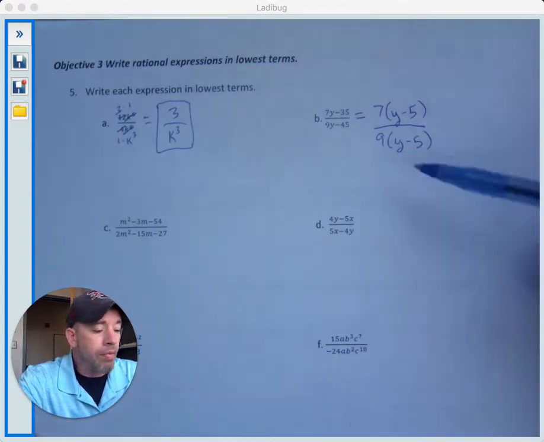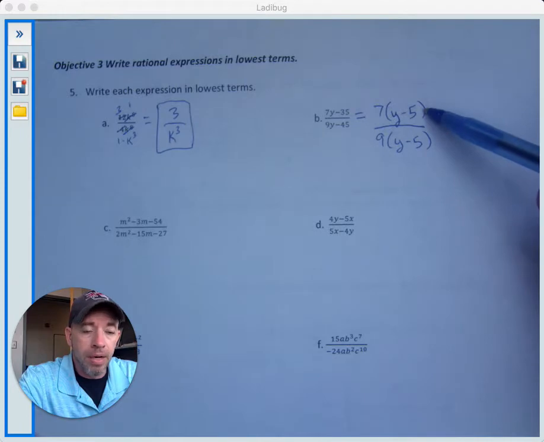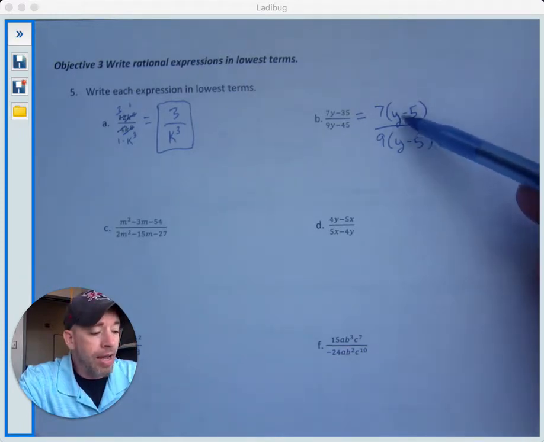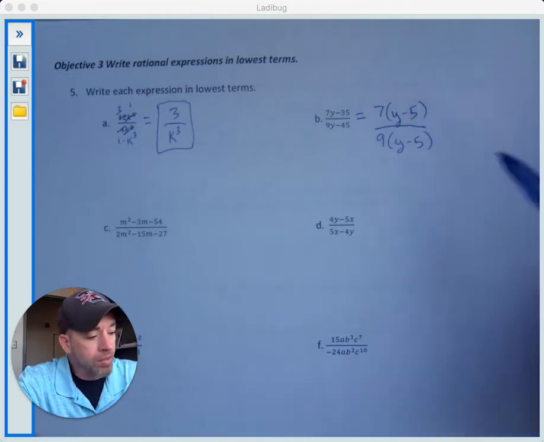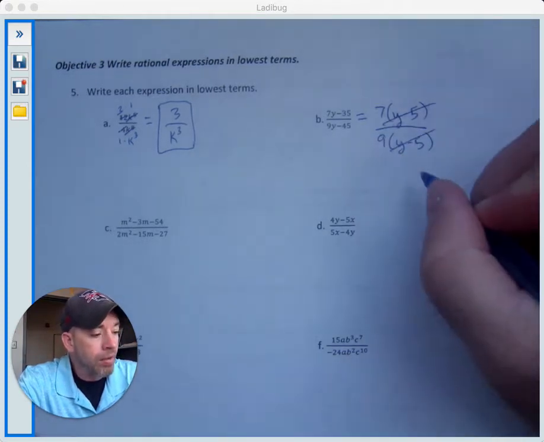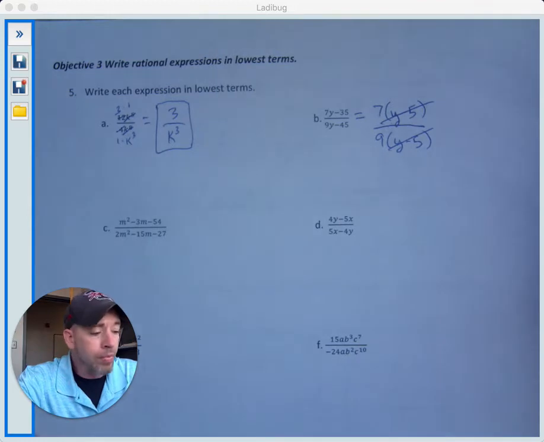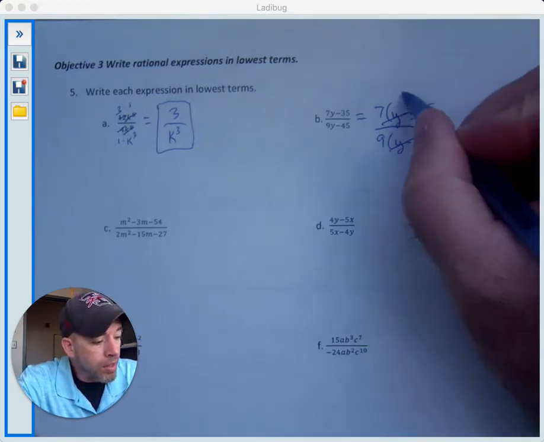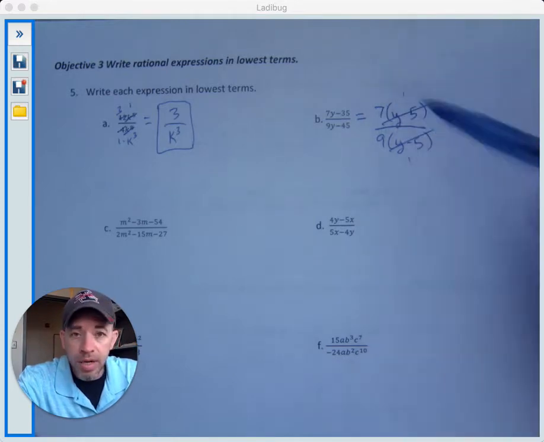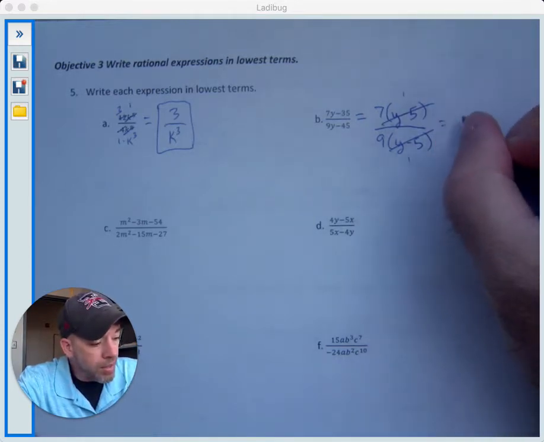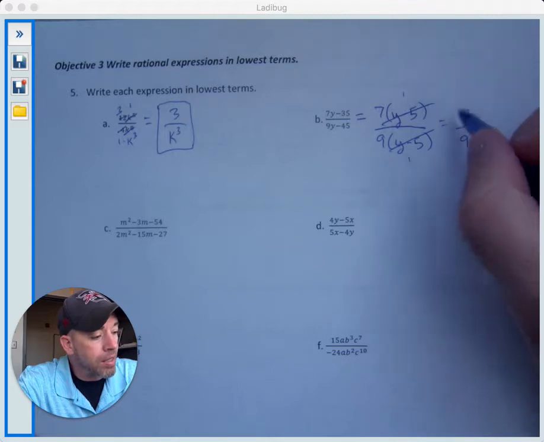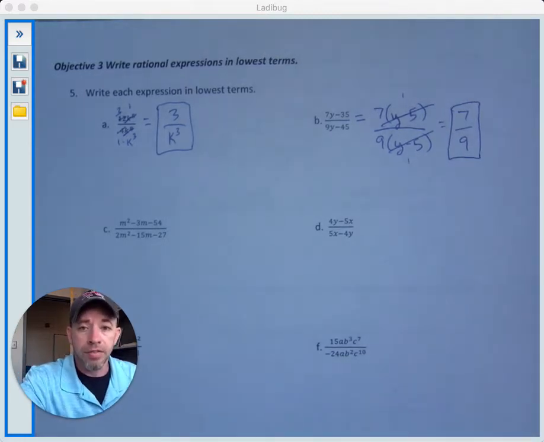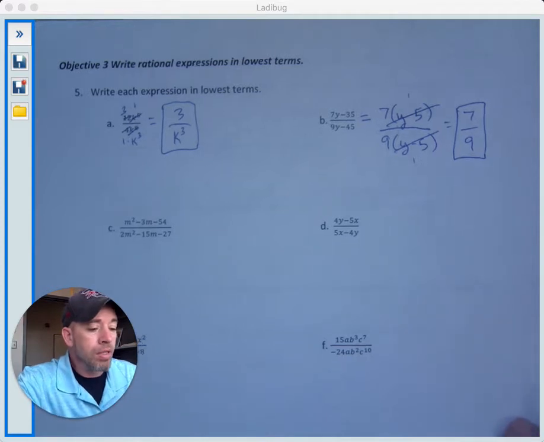So now we have the product on the top and the bottom. We have a product. And both of those products contain a factor of y minus 5. And so we can cancel that out. They basically become 1, right? Y minus 5 goes into y minus 5 one time. So we really have a 1 here and a 1 here. And we take 7 times 1, we get 7, and 9 times 1, we get 9, and then we're done. 7 and 9 don't have any common factors. So let's get to the next one.